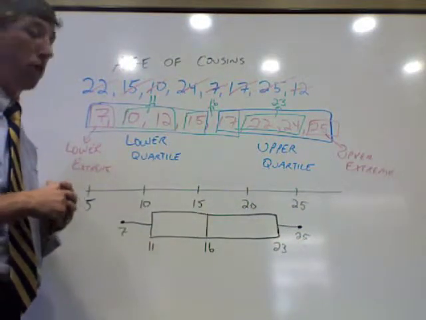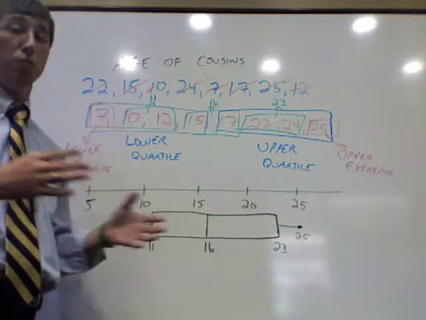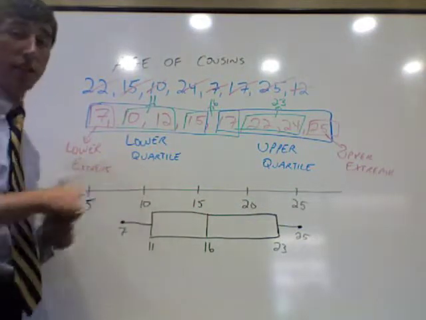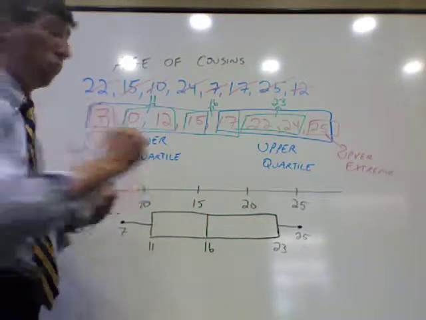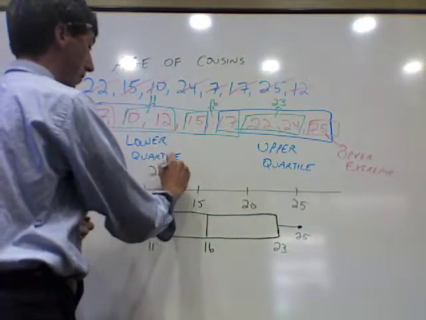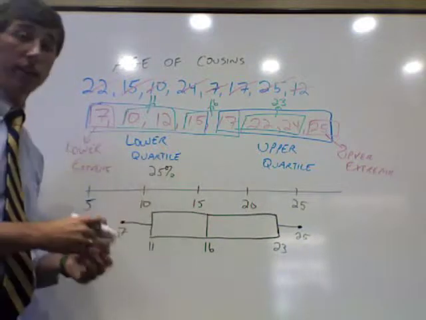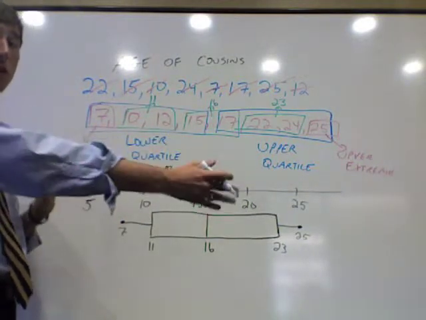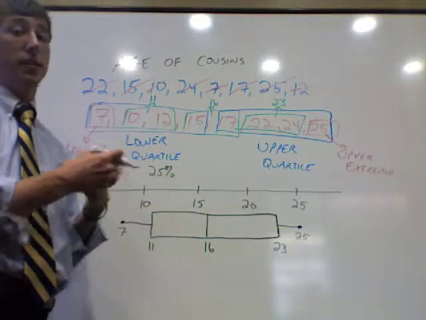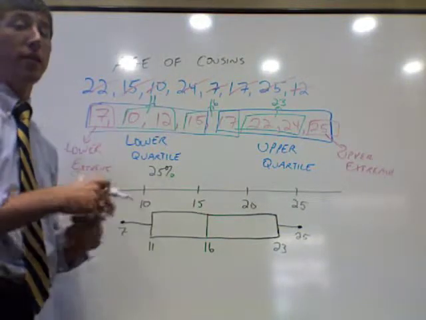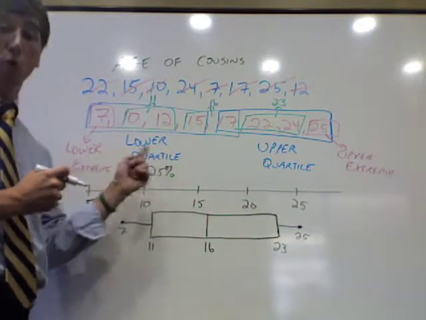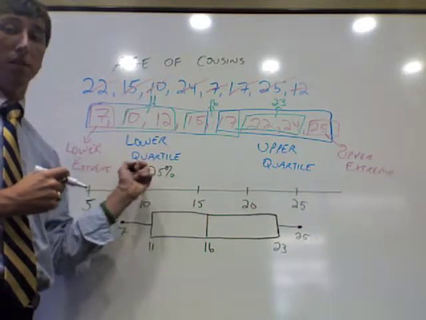Now, what a box and whisker shows us is how spread out the data is. The lower quartile signifies the 25% mark. Anything greater than the lower quartile is greater than 25% of the data. Anything less than the lower quartile is less than 25% of the data. When you see quartile, think of quarters, and that's how you can remember 25.